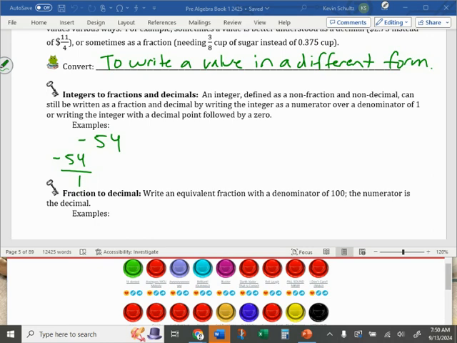Because remember, a fraction, the operation is division. This is where the division symbol comes from. You've got a dot, then a line, then a dot. It's like those 2 dots represent numbers. Negative 54 divided by 1 is still negative 54. So we've taken this and we've written it in fraction form. How about as a decimal? How would we write negative 54 as a decimal?